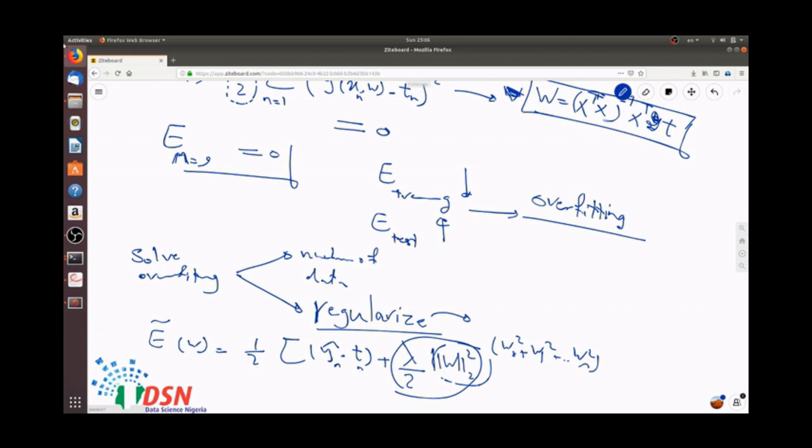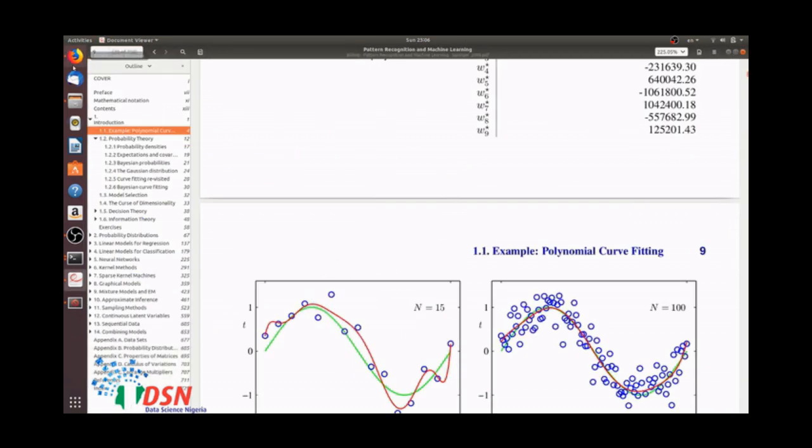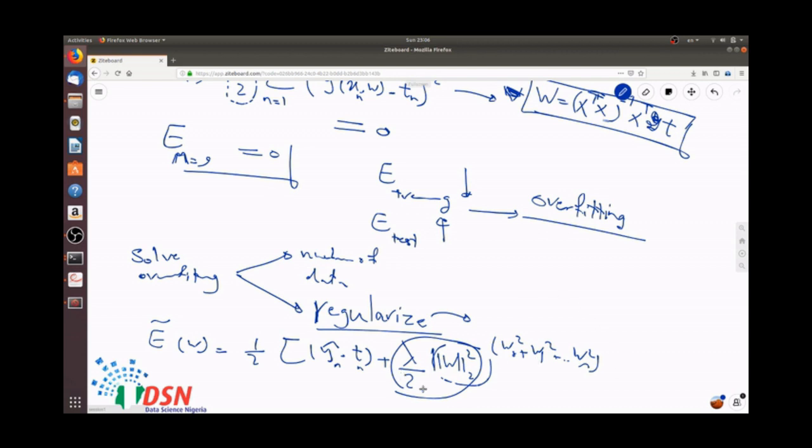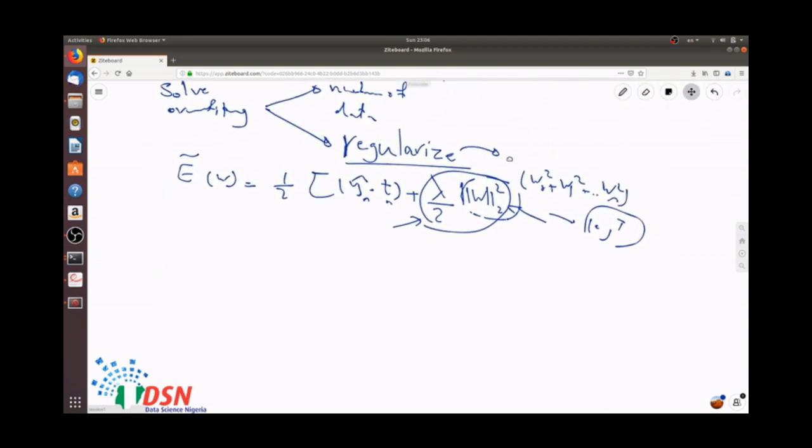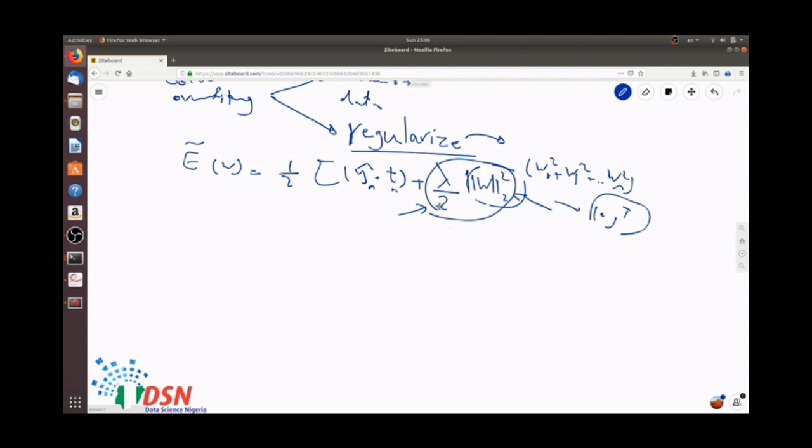If you make lambda so large, this term dominates the other term, and you could ignore the other term, so the weights are going to be 0. This is not actually very good. So you should have a balance between this term and that term by setting lambda properly.